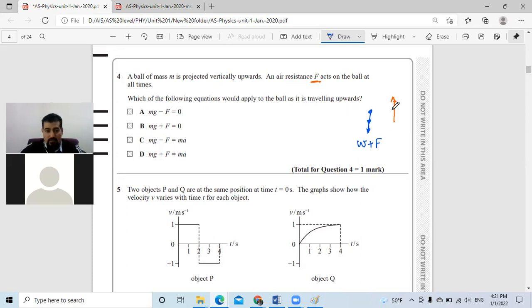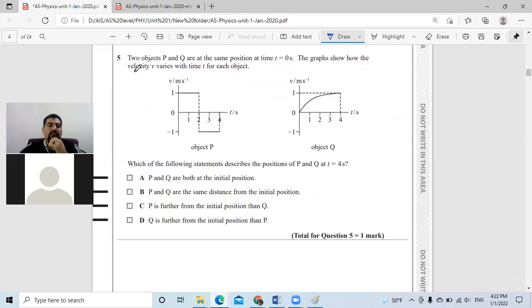Since it moves upward and it's still in the air, there's acceleration, and the acceleration is downwards, which is the acceleration of free fall. So the answer is D. mg, the weight, plus the friction force equals ma, not minus, and not equal to 0. Both forces act in the same direction, downward, since the ball moves upward and the air resistance friction force acts downwards.